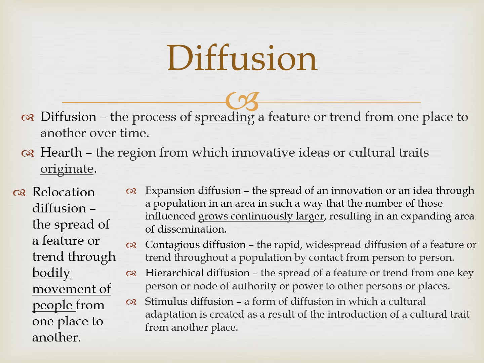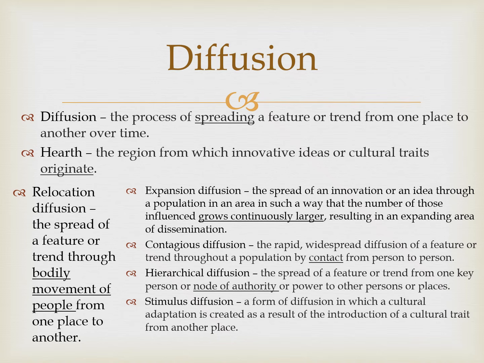There are three types of expansion diffusion. Contagious diffusion is the rapid, widespread diffusion of a feature or trend throughout a population by contact from person to person. Hierarchical diffusion is the spread of a feature or trend from one key person or node of authority or power to other persons or places. Think of a pyramid. The node of authority is at the top and expands that concept to those below them.